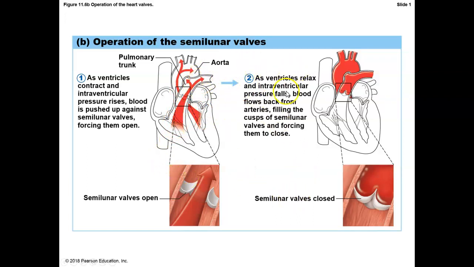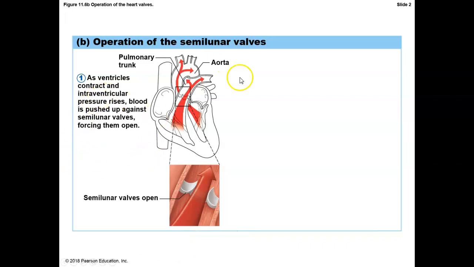As the blood flows out, the ventricles relax. Now there's higher pressure in the blood vessels. Blood starts to move back. It starts to flow back to the ventricles. But the way those valves are shaped, as the blood flows back, it actually closes the semilunar valves.